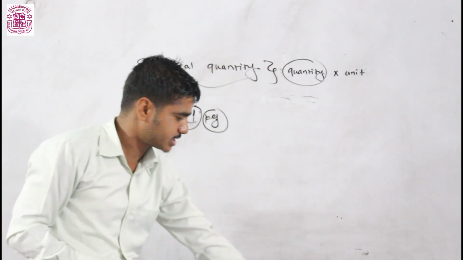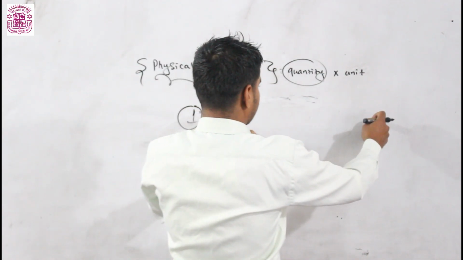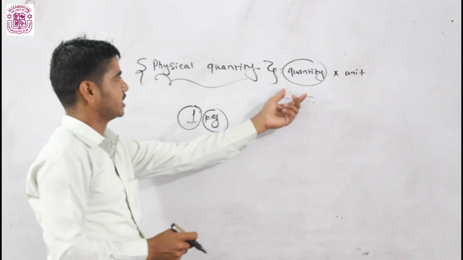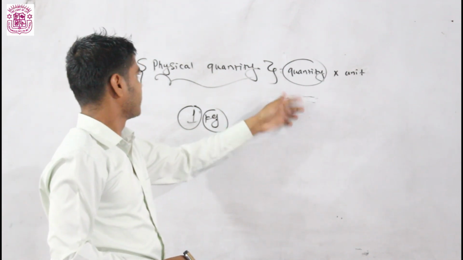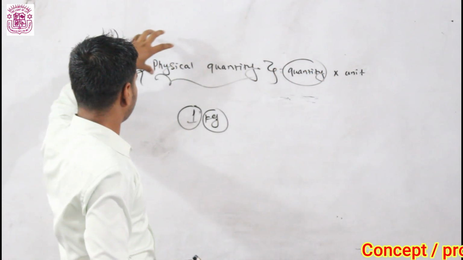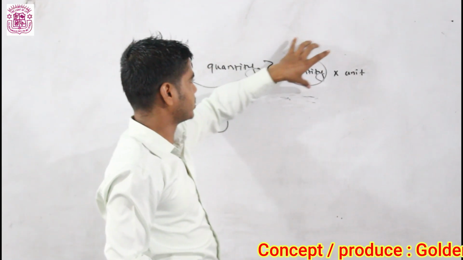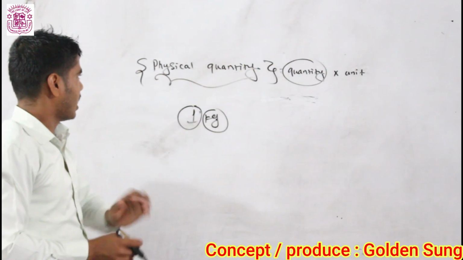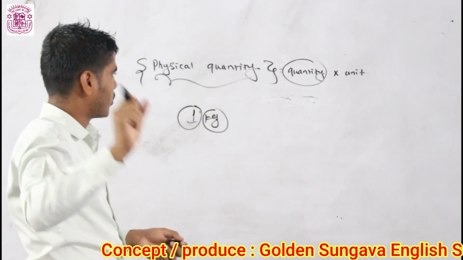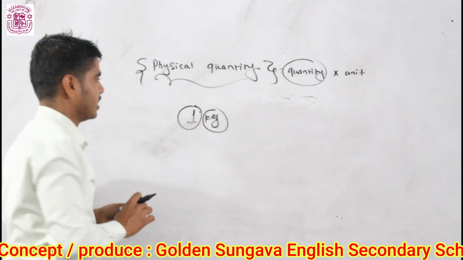Suppose you are measuring the distance between two points, and the distance is 3 centimeter. Then 3 is the quantity, and centimeter is the unit in which you are expressing. That's why we can define a physical quantity by expressing it as the product of quantity and unit. And I have already said that only physical quantities are applicable for measurement. Then what is measurement?